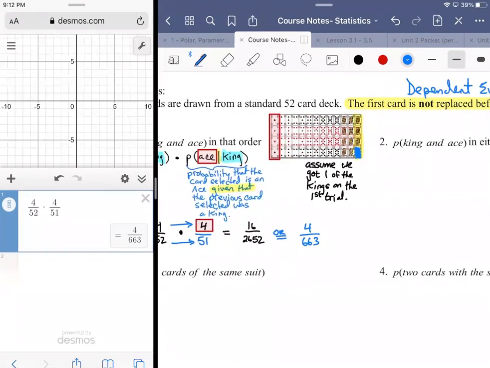So then the last one that we're going to do tonight, the king and ace in either order.